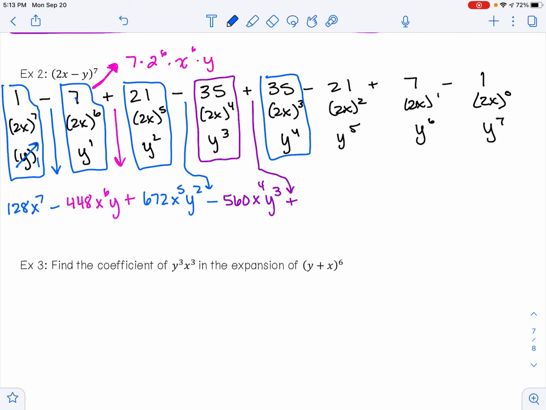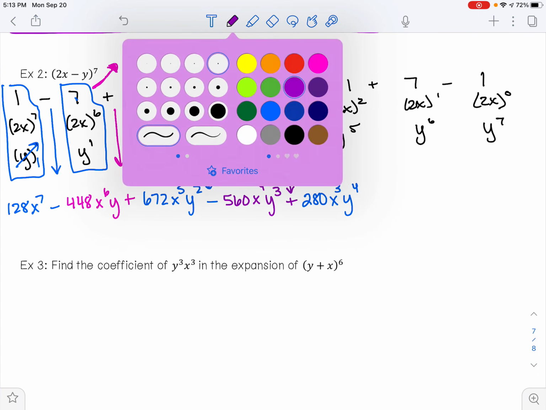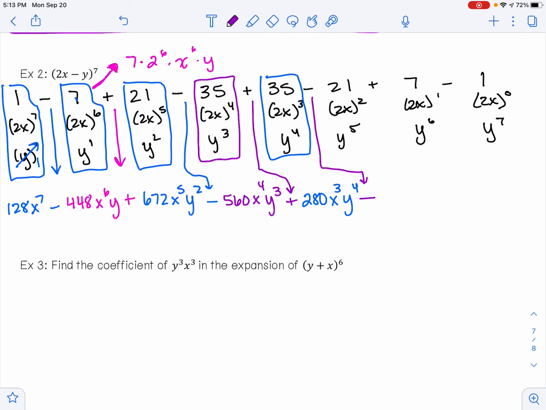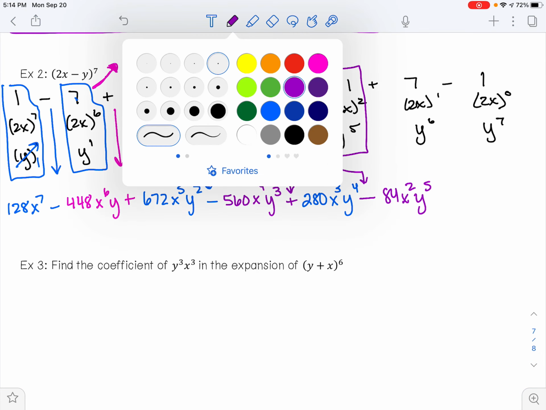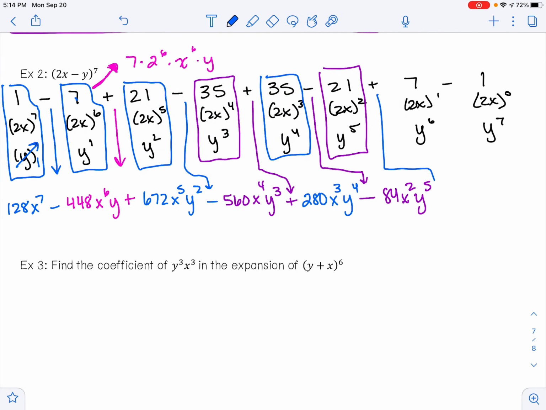35 times 2x raised to the power of 3 times y to the 4th. 2 cubed is 8. So 8 times 35 is 280 x cubed y to the 4th. I'm going to bring down my minus sign. 21 times 2 squared, which is 4, gives me 84 x squared y to the 5th. I am going to go ahead and bring down my plus sign.